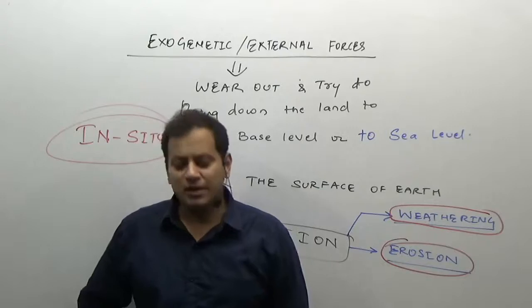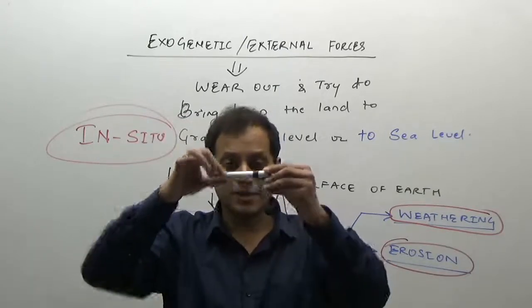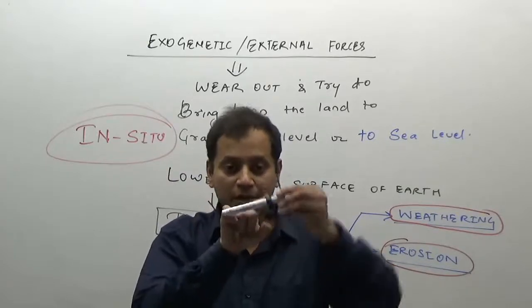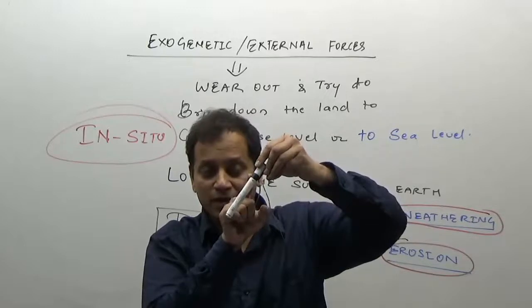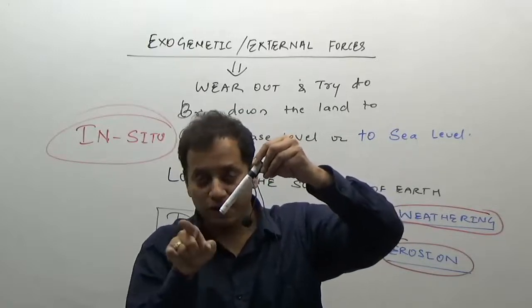What do you mean by under the force of gravity? If this is a flat land surface and the rock particles break on this flat land surface, they will lie here. But if this is a sloping land surface and the rock particles break, they will fall down because of the influence of gravity.